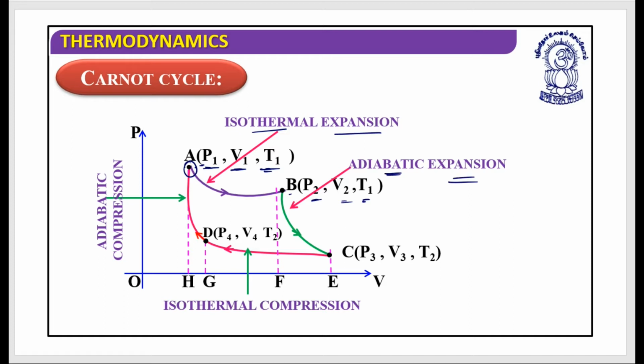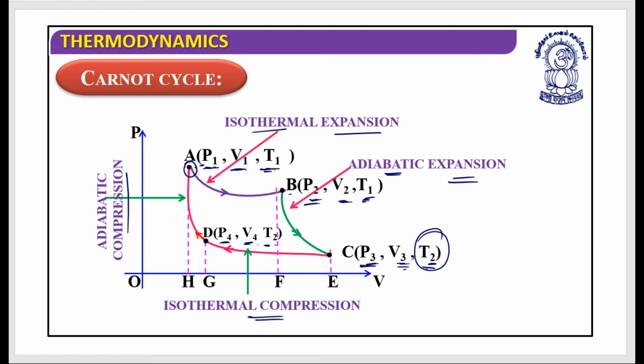Next is the adiabatic expansion, from P2, V2, T1 to P3, V3 and T2. Next, from P3, V3, T2 it's an isothermal compression. When I say isothermal, the temperature does not change, so it goes from P3, V3, T2 to P4, V4 and T2. And then it is an adiabatic compression, from P4, V4, T2 to P1, V1, T1.